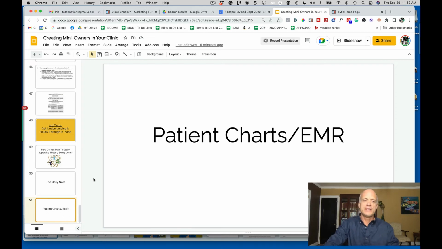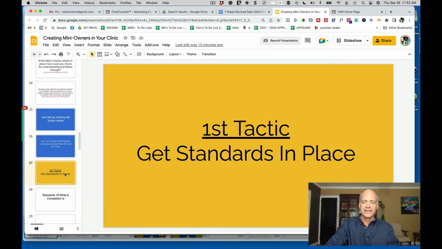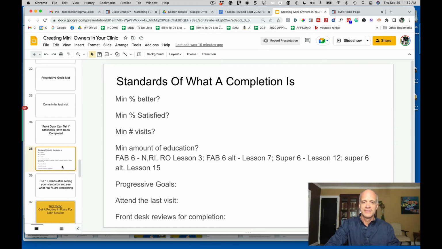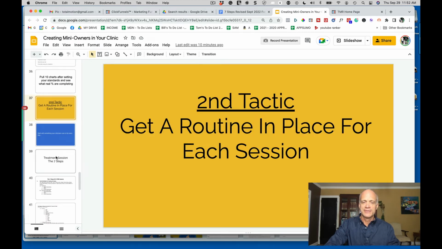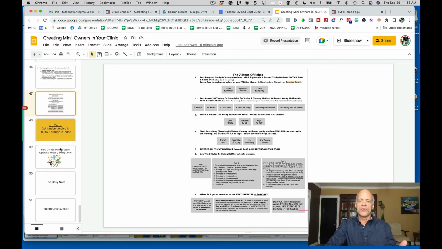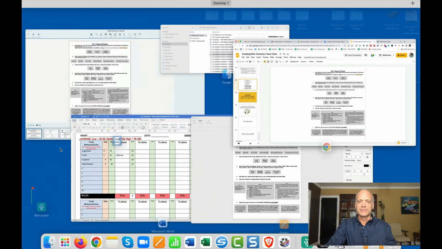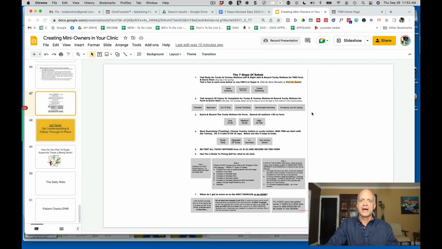Fair enough? And had we not done all of these things, which is get the standards in place, get a routine in place with these 7 steps, and then have a way to record it so we could communicate to anybody, which was through the form, we would not have systematized our staff so that we're all running the same practice instead of each of us really running our own little clinic.